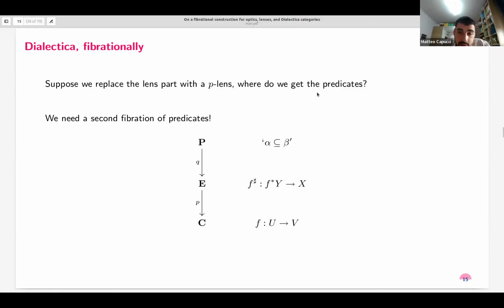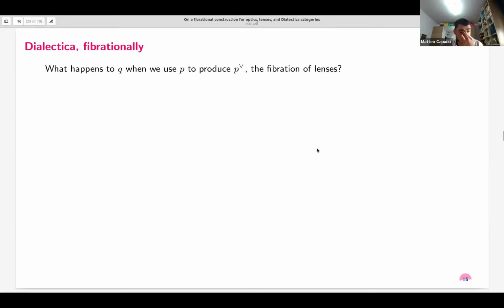Then the predicates, we can think of those as also fibered over E. So we're really looking at this tower of two fibrations, one on top of each other, right? Going up, each level provides a new ingredient in the definition of dialectica, with the topmost being the predicates. Now, if we try to produce dialectica by dualizing P, what do we get?